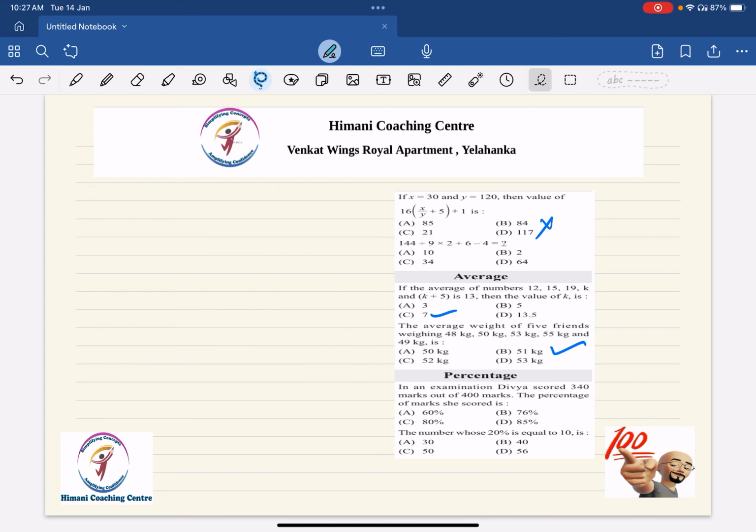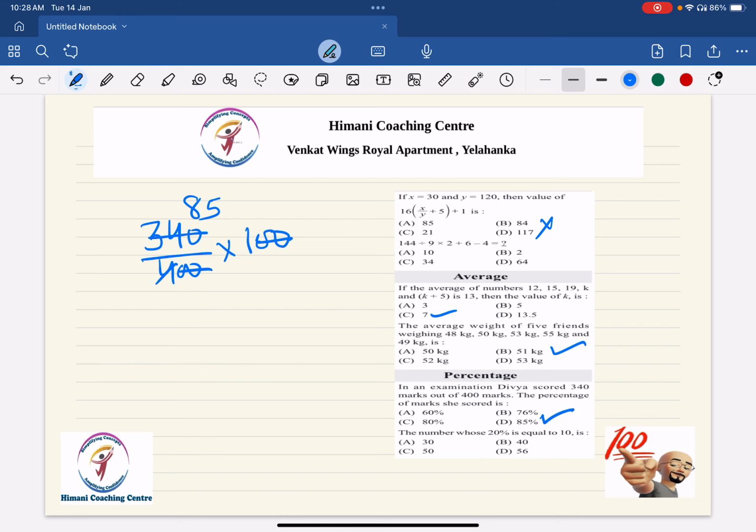Okay, now let us move to the next question. It says in an exam, Divya scored 340 marks out of 400 marks. Percentage of marks is. So see, we just have to do what? She got 340 out of 400 multiplied by 100. That will give us the percentage. So these two zeros knock this off. Then 4 8s are 32. 4 minus 2 is 2. 4 5s are 20. So how much percentage she got? 85%.